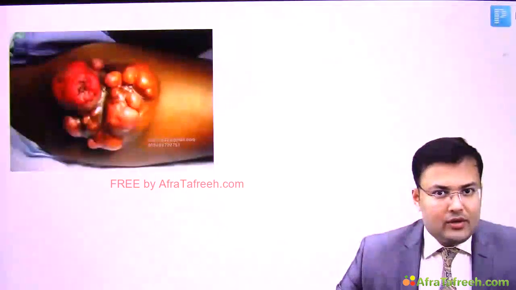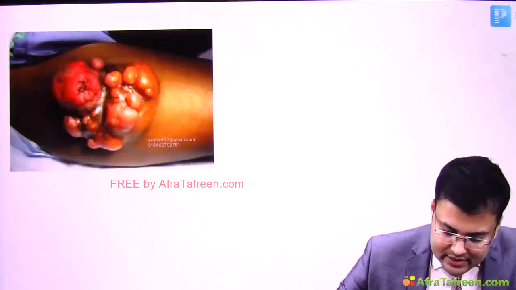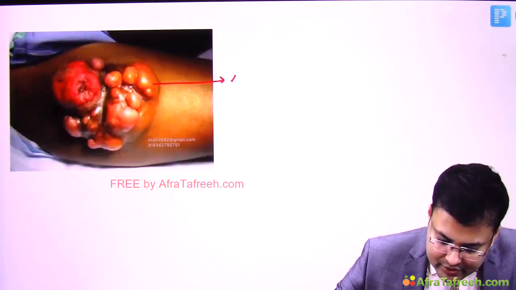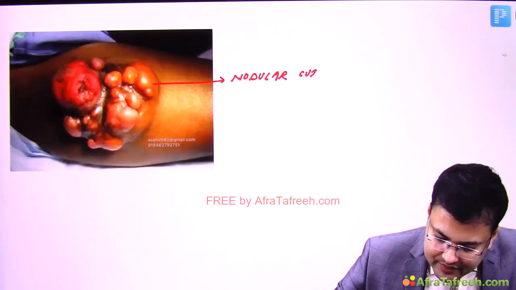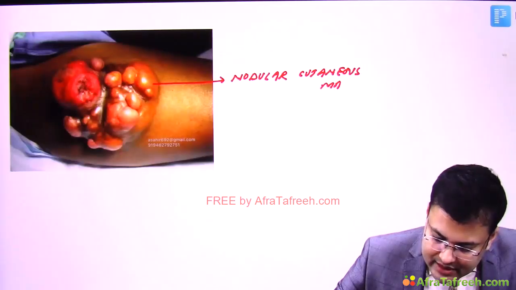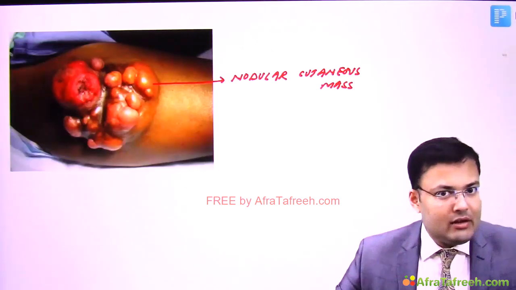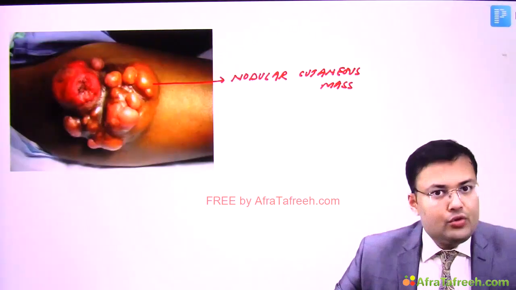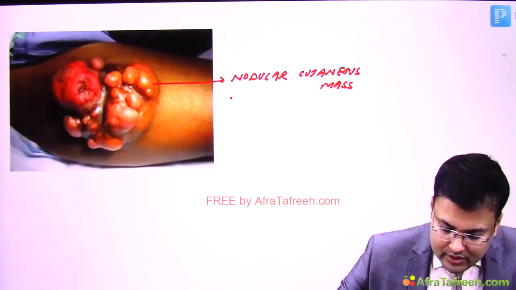Now see this tumor. What can you see here? You can see that there is a nodular cutaneous mass. Can you see? The nodular cutaneous mass. And if you see, there is protrusion, meaning the level of the tumor is above the level of the surface of the skin. So there is a nodular cutaneous mass with protrusion. Clear?